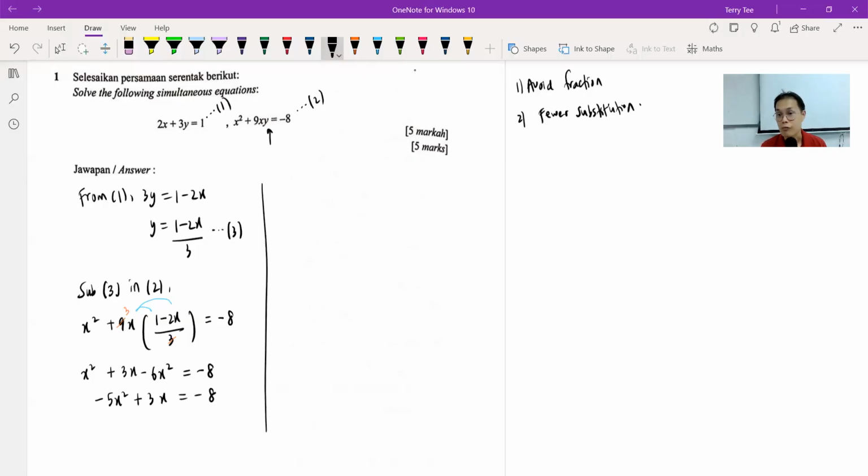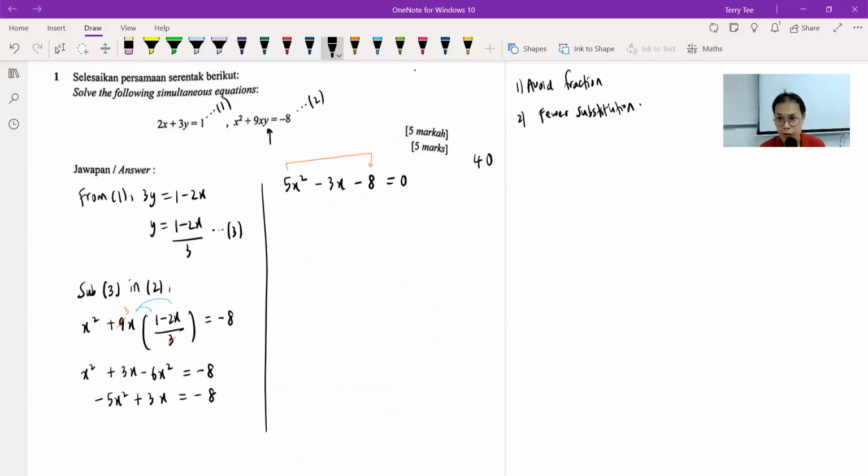Just bring this over to the right-hand side. So when you bring over to the right-hand side, negative 5x squared bring over, you get positive 5x squared. And then you have minus 3x minus 8 equals 0. Now, what we can do next is to factorize them. Take note that if the coefficient of x squared is not 1, we need to take 5 multiplied by 8. 5 times 8 is 40.